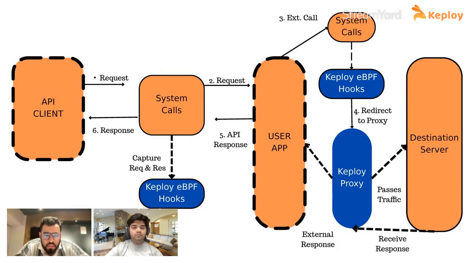We're using eBPF on two sides. First, to hook on the system calls, to get ingress traffic of requests and responses. And also for external calls, if there is an external dependency, let's say MongoDB, Postgres, RabbitMQ, etc. Keploy uses another hook point through which it can redirect the traffic to a proxy. So the flow first goes to a proxy rather than just the destination.